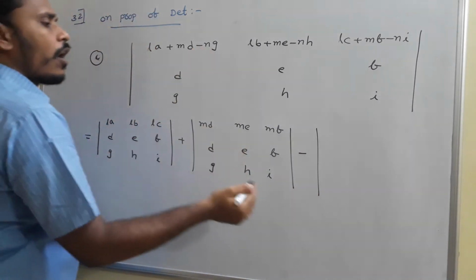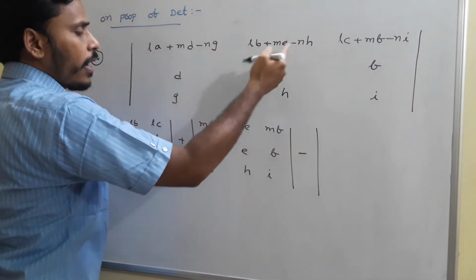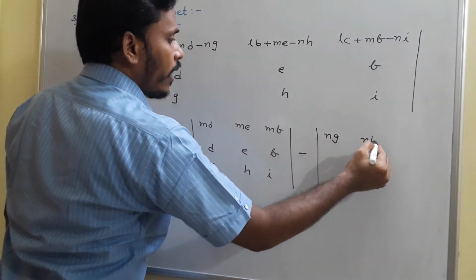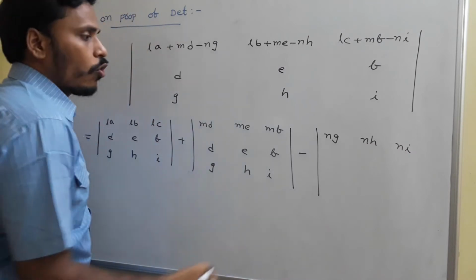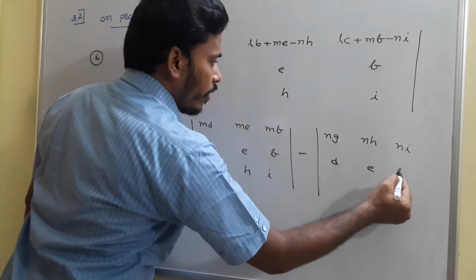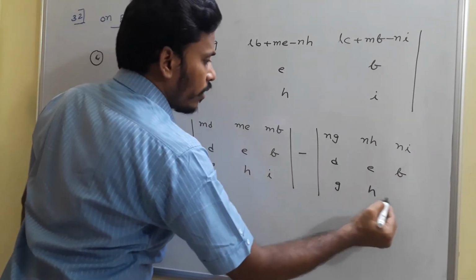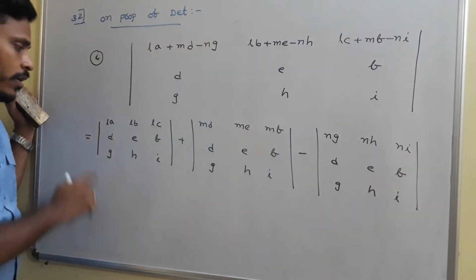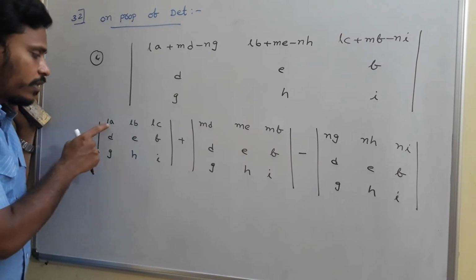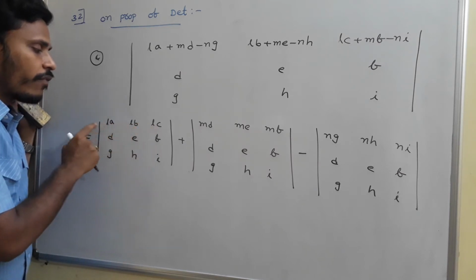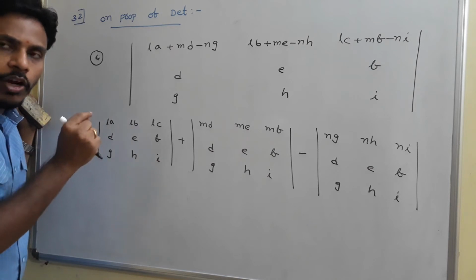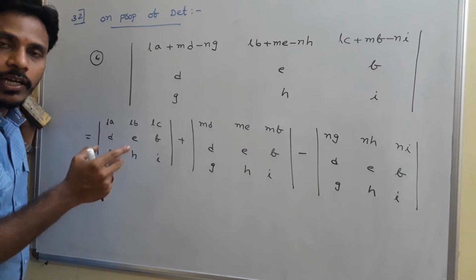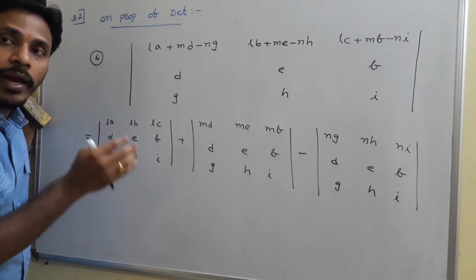Minus the next thing. What are the next elements? Or you may take it as plus, no problem. Since it is minus, directly I am writing minus outside. Then you have NG, NH, NI in the first row, DEF in the second row, and GHI in the third row. Now again you just think about it. Here for the determinant, L is a common number for each and every element of the first row. If a common number is there for any row or any column, you have a chance to write it out.